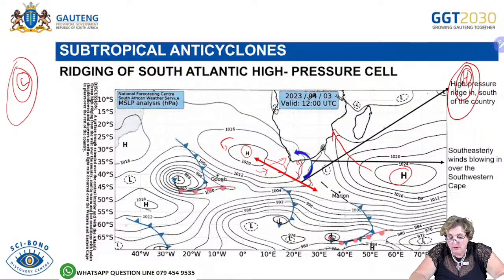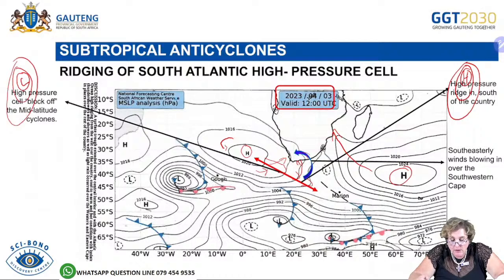The reason for the southeasterly winds blowing over the southwestern Cape is because the South Atlantic high pressure cell reached in south of the country. Take note there, it's during the time of autumn. Now, the high pressure, if you can see, is reaching in south of the country. So this mid-latitude cyclone cannot move. That is telling us it's still summer conditions. This high pressure cell is blocking off the mid-latitude cyclone.